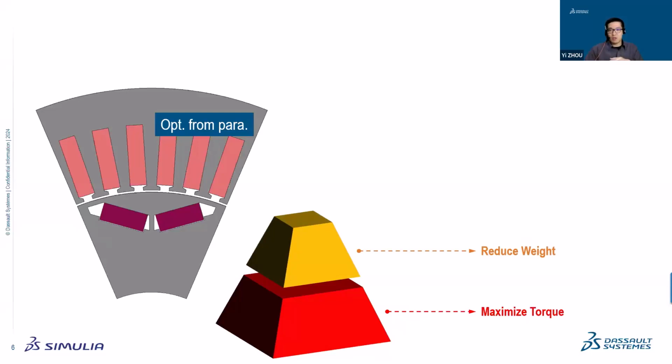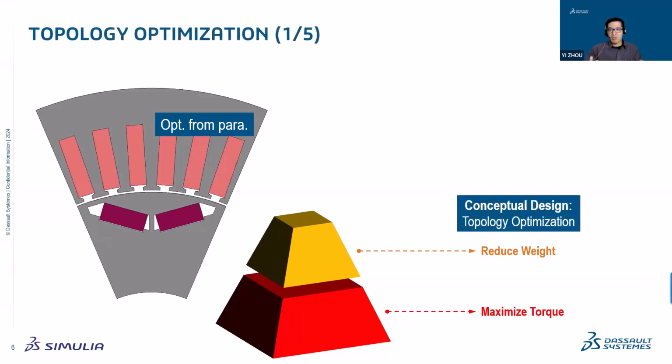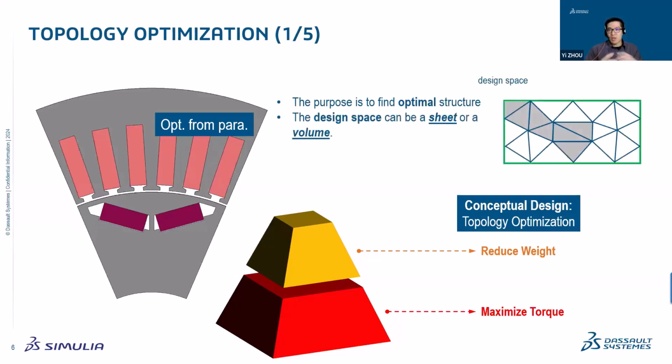I guess you may have heard this phrase several times before. For example, my colleague Tunis has introduced its application in the high frequency domain. But today, I would like to focus on the low frequency domain, like the optimization of the electrical machine. How is non-parametric optimization used for electrical machines? We can use topology optimization to reduce the weight. Topology optimization is generally called conceptual design optimization. The purpose is to find the optimized structure within the design space.